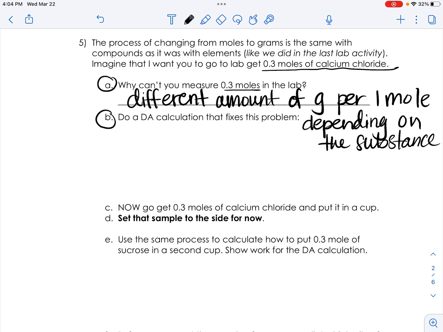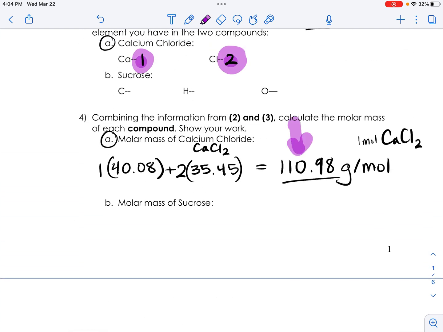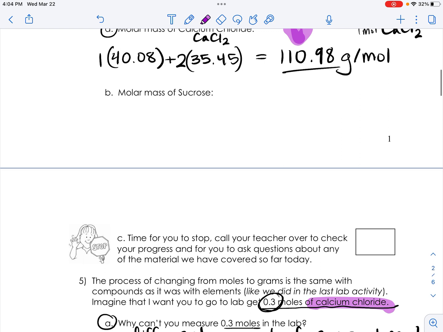Then it says for part B, do a dimensional analysis calculation that fixes this problem. Okay, so it's telling me I need a dimensional analysis calculation, so I'm going to have a start, an end, and a conversion factor that fixes this problem. What's the problem? The problem is that I can't mass out 0.3 moles of calcium chloride. So that's my start, 0.3 moles. That's a problem. I need to change that to the units we use in lab, the units that our machinery in lab spits out at us, which is grams. So we have to convert to grams. To go from moles to grams, we need a molar mass, and we need the molar mass of the thing we're working with. So we need the molar mass of calcium chloride. We found that right here. Look at that. So the molar mass of calcium chloride is 110.98 grams.